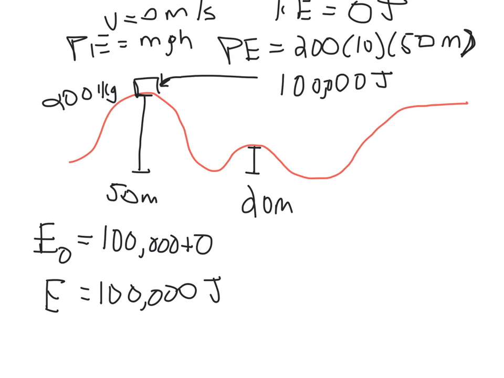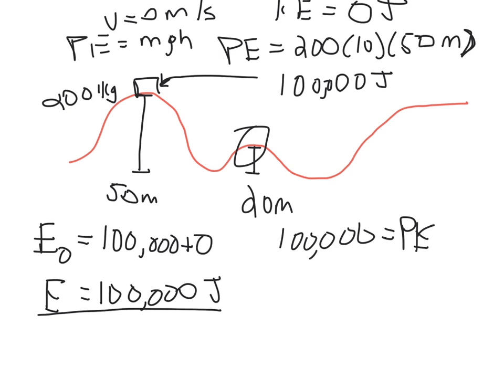So here's what I still know. I still know that my total energy at the top of this hill has got to be still 100,000. So I know that my energy is going to be 100,000 at the top of that hill, but now that is going to have some potential energy and kinetic energy.